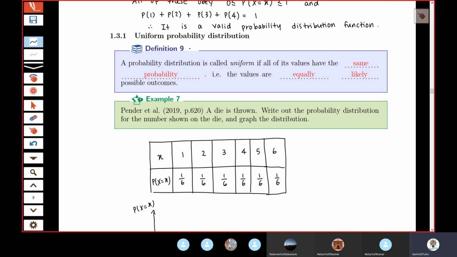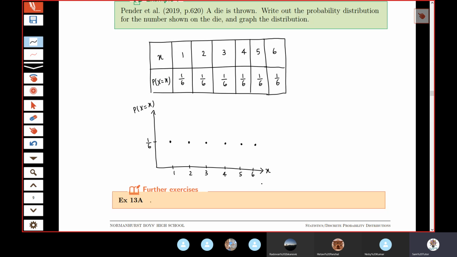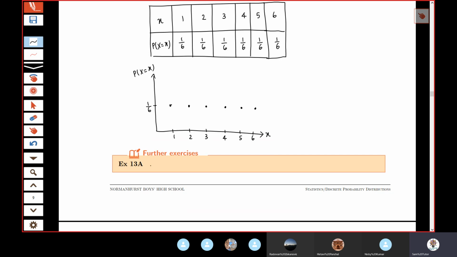Uniform probability. A probability distribution is called uniform if all of its values have the same probability, i.e. the values are equally likely. So a die is thrown. Write out the probability distribution for the number shown on the die, and then graph the distribution. Obviously you guys know in a die, 1, 2, 3, 4, 5, 6, the probability of each occurring is 1 over 6. And then graph it: 1, 1 over 6; 2, 1 over 6; 3, 1 over 6. And it's just going to be these 6 dots.